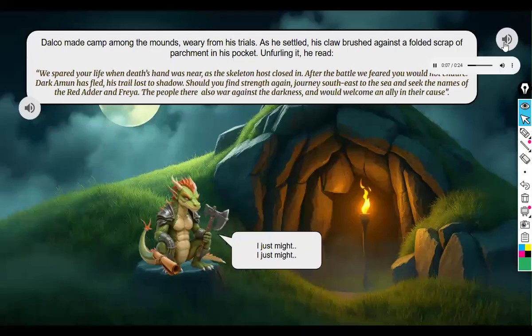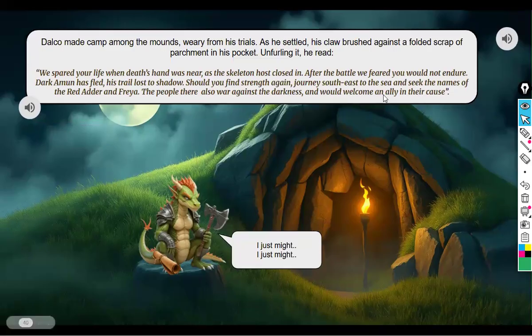Dalco made camp among the mounds, weary from his trials. As he settled, his claw brushed against a folded scrap of parchment in his pocket. Unfurling it, he read, "We spared your life when death's hand was near as the skeleton host closed in. After the battle we feared you would not endure. Dark Amen has fled, his trail lost to shadow. Should you find strength again, journey southeast to the sea and seek the names of the Red Adder and Freya. The people there also war against the darkness and would welcome an ally in their cause."